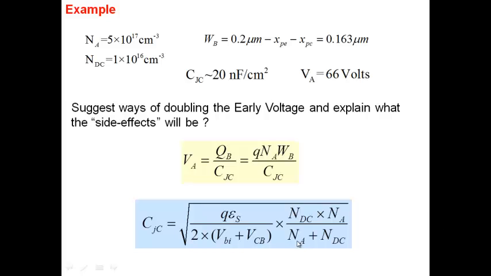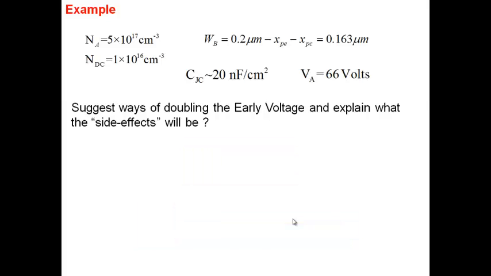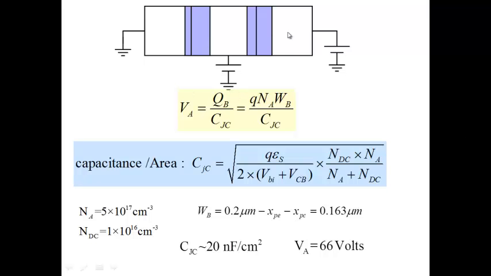So Na plus NDC is practically Na. Na cancels here, so it's square root NDC. So what do you do to the doping? Cut it down by a factor of 4. Right? If you cut it down by a factor of 4, what will happen then? Fine, you'll get an early voltage which doubles. Collector doping, if I cut it down by a factor of 4, is there anything that you can think of?